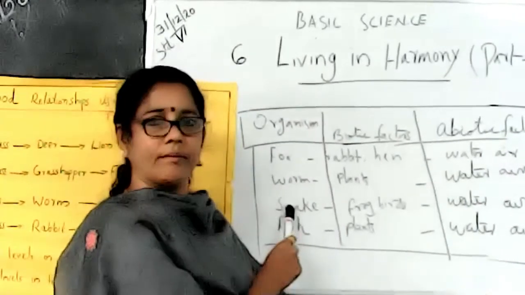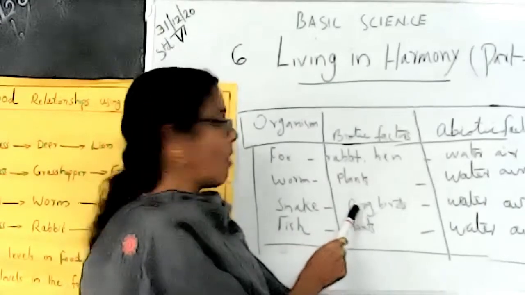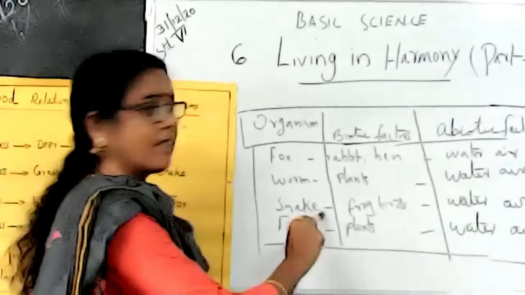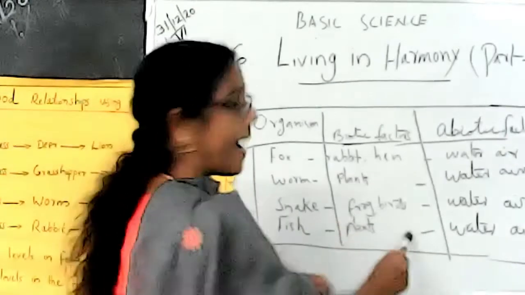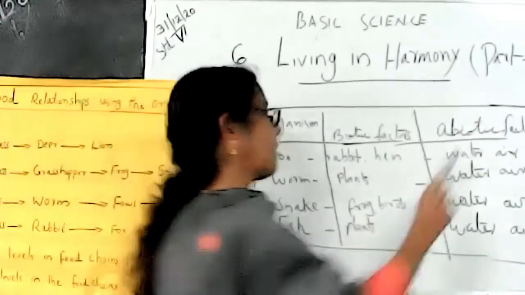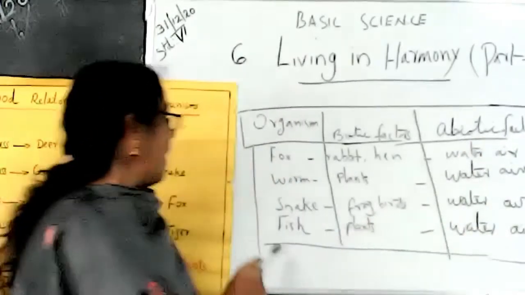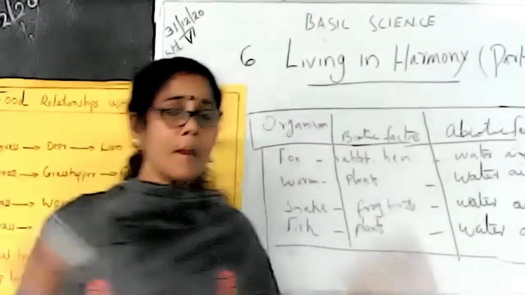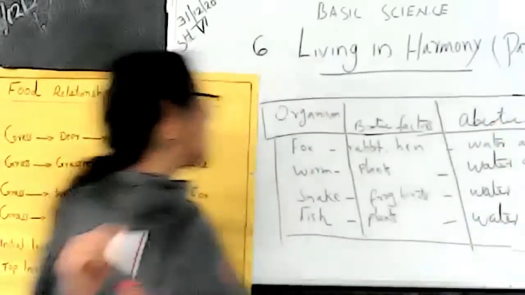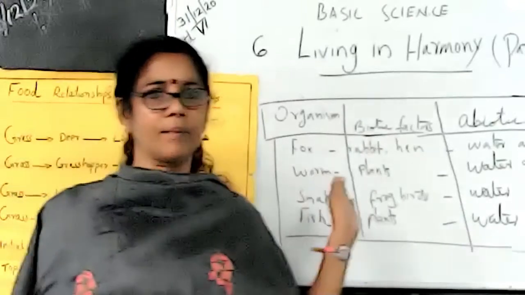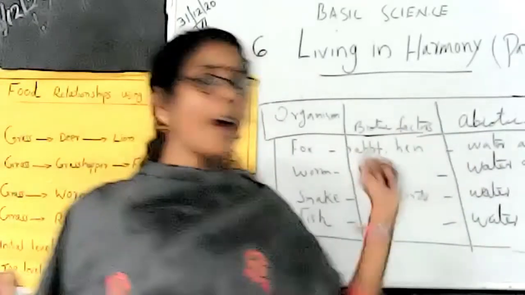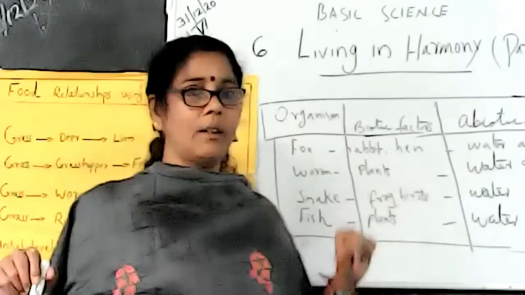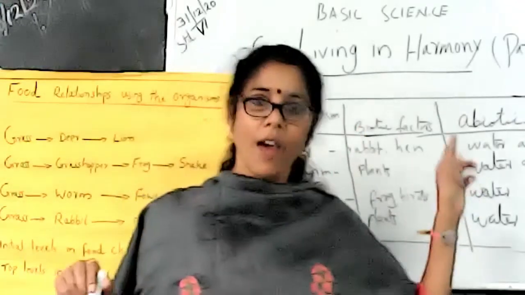Then plants, with water and air. Next one, the snake, which feeds on birds. Abiotic factors are water and air. Then the fish feeds on plants, with water and air as abiotic factors. Biotic factors are the different organisms. From this table, we have to understand that organisms depend upon other organisms for their existence.